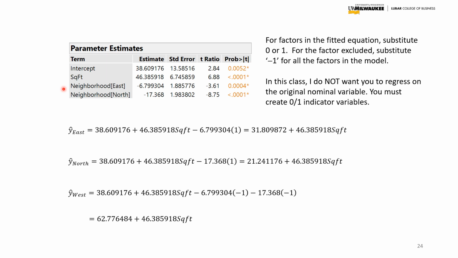Also, you'll find out if you were to do it, and I don't want you to do it, when we get to model selection and do things like stepwise regression, which you'll understand later, by putting in the nominal variable, we get really hard to understand output. Whereas if we do indicator variables, simply 0 and 1, things are easy to understand. So for this class, I do not want you to regress or use the original nominal variable in a regression setting. You must create the 0-1 indicator variables and go from there.